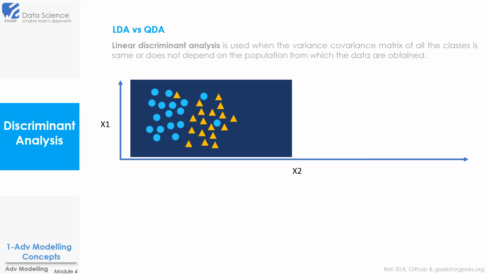So if you look at the graph, we have shown two classes, one with circles and the other one with triangles. By just looking at it, you can see that variance is consistent within the two classes. Hence, we can easily use a linear decision boundary here.